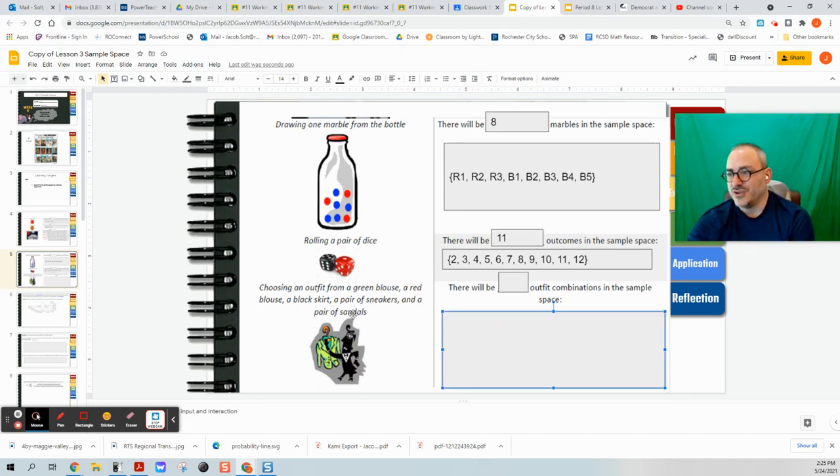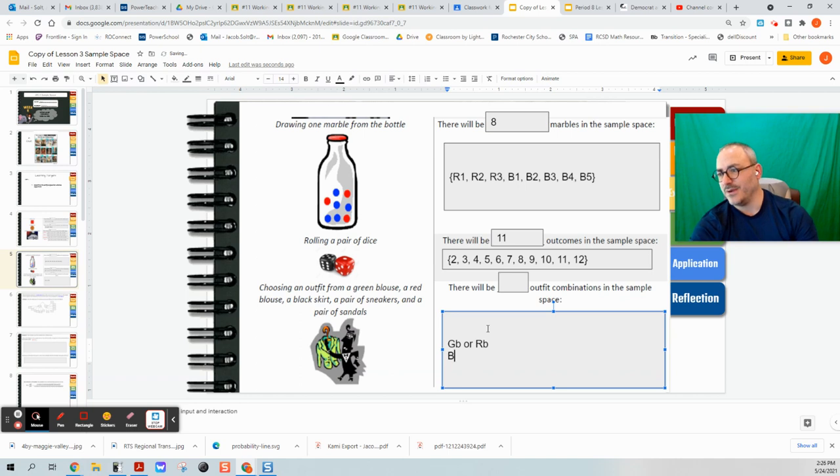All right, we're going to choose an outfit from a green blouse, a red blouse, a black skirt, a pair of sneakers, and a pair of sandals. Let me think about this. In this situation, we're not going to have two pairs of footwear on at the same time, and we're not going to have two blouses on at the same time. So there are the possibilities of blouses. You can choose green blouse or red blouse.